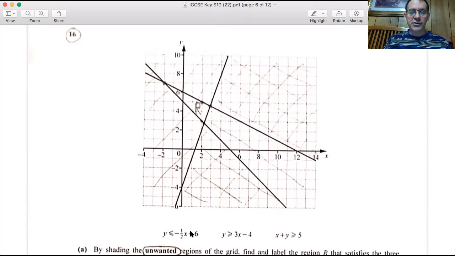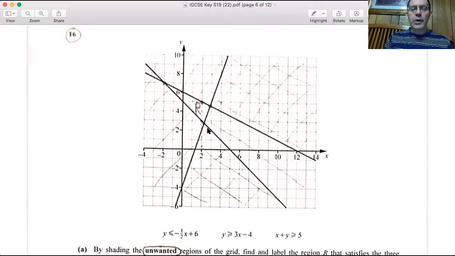So let's start with this first one here: y less than or equal to negative 1/2 x plus 6. This is a y equals mx plus c format. So that means it's going to cross the y-axis at 6. That's this one right here, and has a slope of negative 1/2. So you can see if you go down 1 over 2, you get back to the line. So that's this line. The inequality says less than or equal to, which would be below the graph.